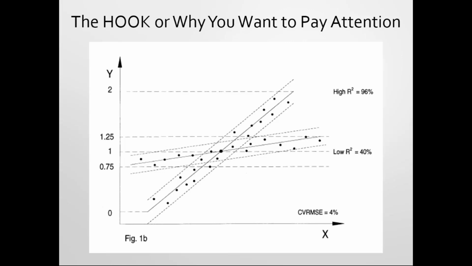Let's get going. So here's the hook, and I think this was in the email that Tyler sent out. When I saw this in Agami Reddy's paper, it was like, what? How is that? Here we have 2 sets of data. They have the same CVRMSE, which means the same scatter from the fit line, but the R squareds are way different. One of them's a great R squared and one's awful. Huh. That to me was absolutely shocking.